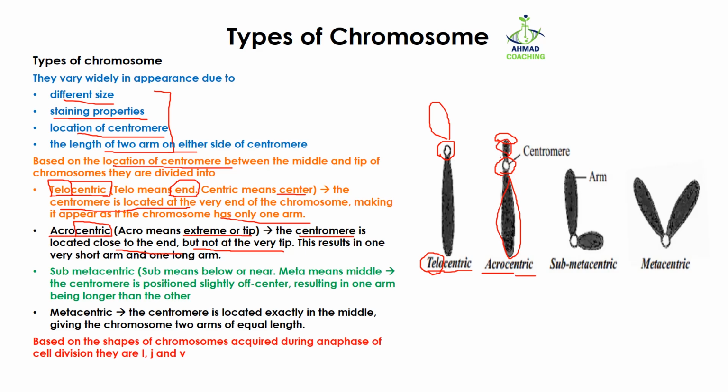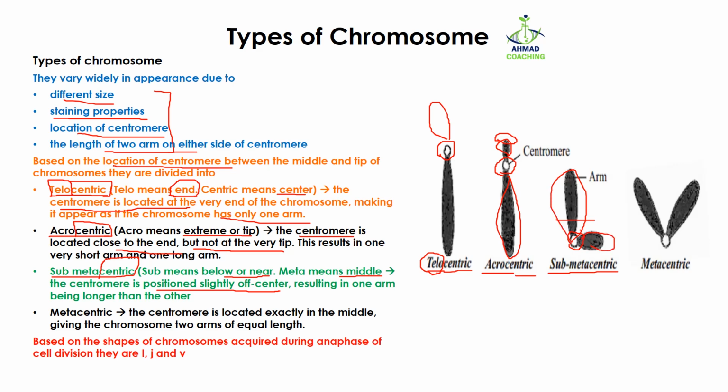Then comes the third type of chromosome, which is known as submetacentric. Again, the centric word means center or centromere. Sub means below or near, while meta means middle. So the submetacentric chromosomes have centromere in a position slightly off center. Here you can see these are submetacentric. The centromere is not in the middle, but it is a little bit off the center, which results in one arm longer than the other arm.